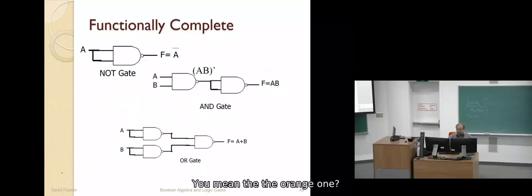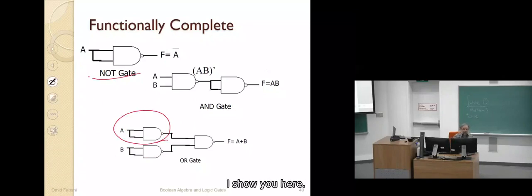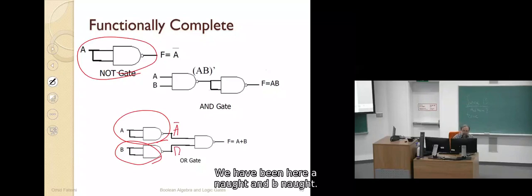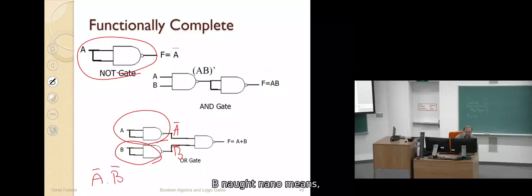So how do we get the inputs? You mean the OR one, yeah? Okay. So this is NOT. Do you agree? I show you here. This is a NOT gate. And this is also NOT. So we have A naught here, and we have B naught here. A naught and B naught, let's NAND it. So NAND of A naught and B naught. NAND means AND and then NOT. This is NAND: A naught and B naught, NOT. So it is NAND. Okay?